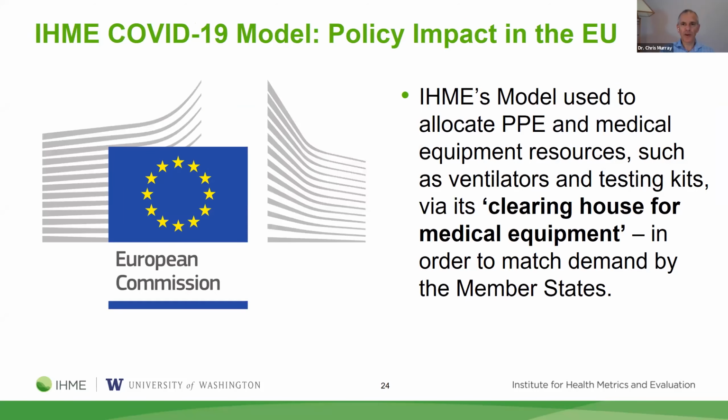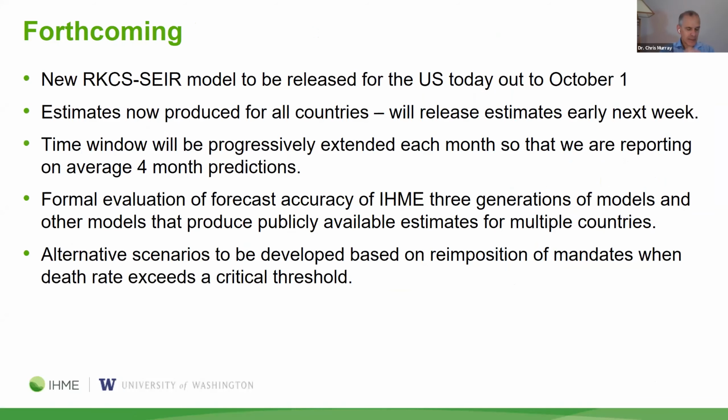The model is being used also by the European Commission and also used by a number of countries around the world. What's coming next? And then we can open it up for questions. So today we're releasing our US results to October 1st. We will be revising and making some further changes to what I showed you on the slides, but expect to release next week our country-specific estimates for all locations. And from here forward, we will be putting out a four-month window. And then we are also releasing in the near future, probably next week, our more formal evaluation of forecast accuracy.